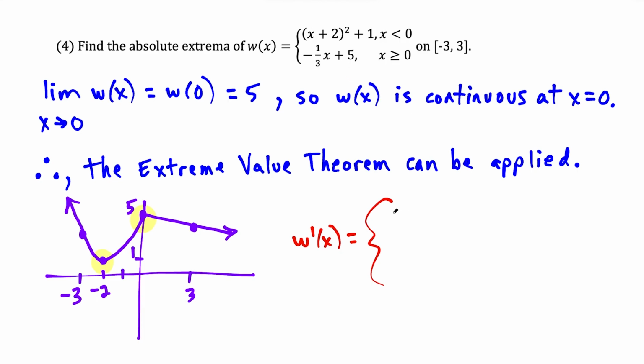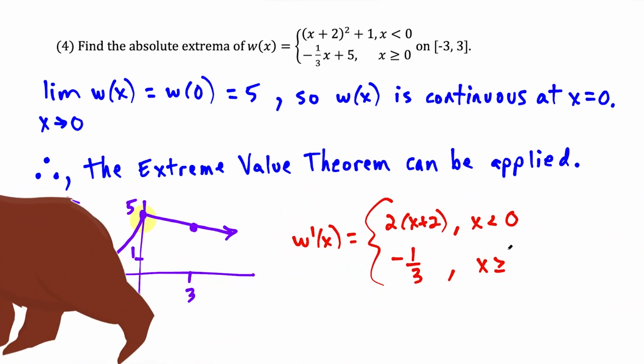So the derivative of the top, we're going to have 2 times x plus 2. And technically, I would have to use the chain rule here, but the derivative of the inside is 1, so I don't have to write times 1 after. And then the derivative of plus 1 is just 0, so I could just stop here and say this is true for x less than 0. And now the derivative of the bottom, we're going to have negative 1/3 like this. But now I have to be very careful here. I can't say x is greater than or equal to 0.